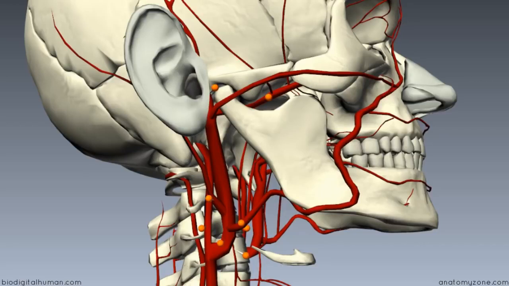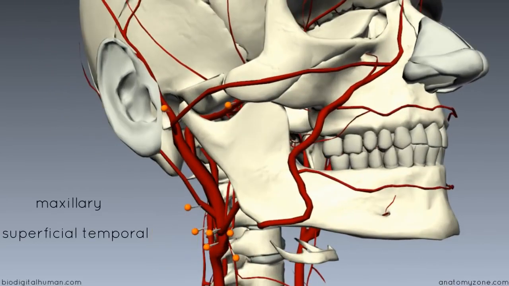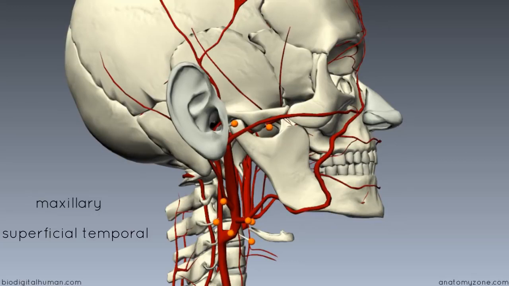The 2 terminal branches are the maxillary artery and the superficial temporal artery. The maxillary artery can be seen here, so this pin is stuck into the maxillary artery, and the superficial temporal artery runs up superficially on the scalp, so it runs right up here, and then it branches into anterior and posterior branches. Remember I said that the facial artery is sometimes referred to as the external maxillary. The maxillary artery is referred to as the internal maxillary in older textbooks.